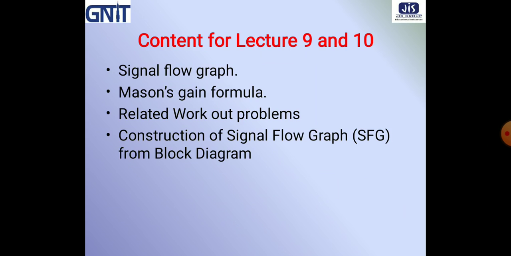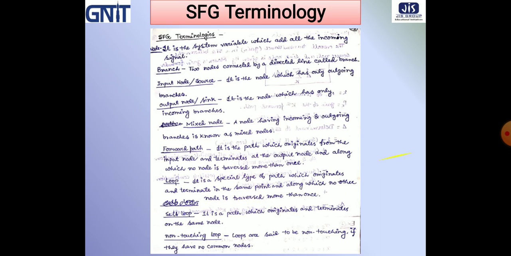In lecture 9, we already discussed signal flow graph, Mason's gain formula and one related example. And in this lecture 10, we will discuss some problems using Mason's gain formula, and next we will discuss construction of signal flow graph from block diagram, and one more example we will see. So before going to today's topic, let's take a quick recap of Mason's gain formula only.